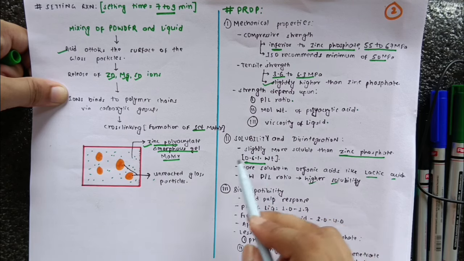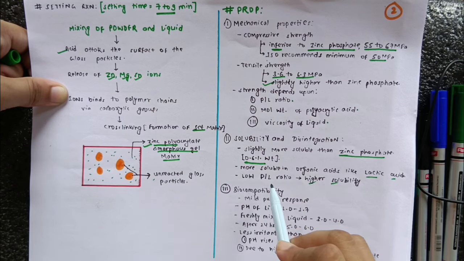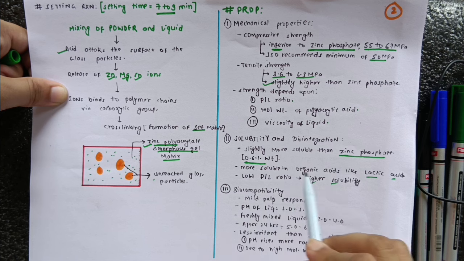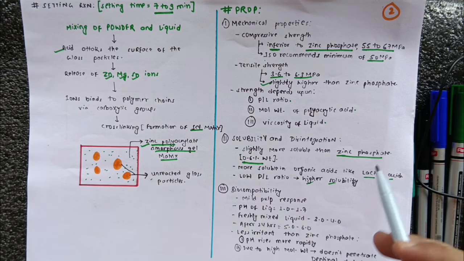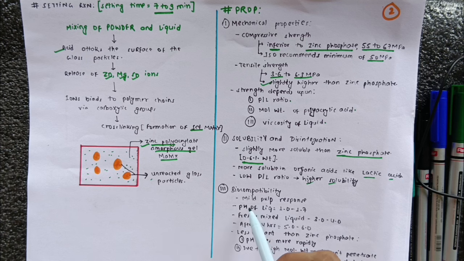So just remember those points. Low powder to liquid ratio would cause the higher solubility of the zinc polycarboxylate, and it was similar in other cements too. So just relate those things. The biocompatibility: a mild pulpal response is present there.